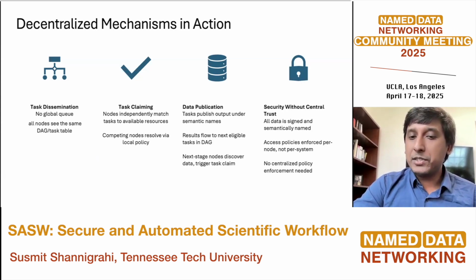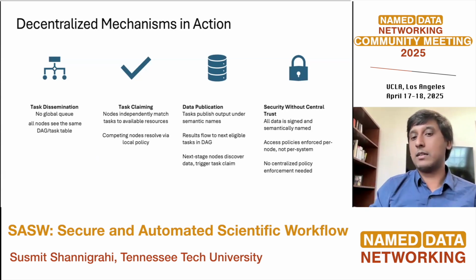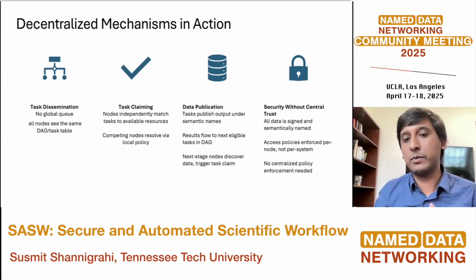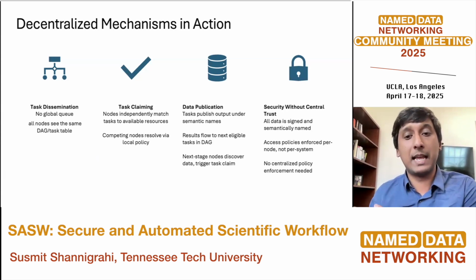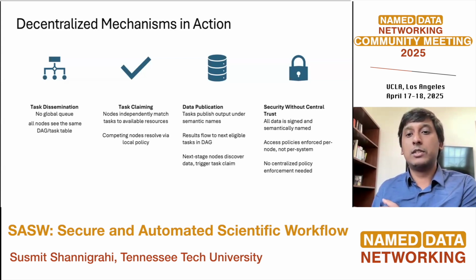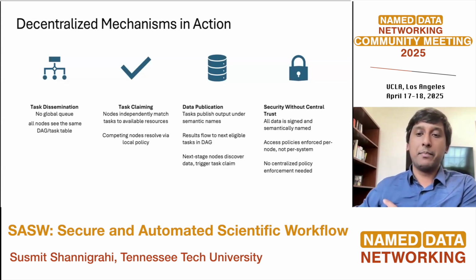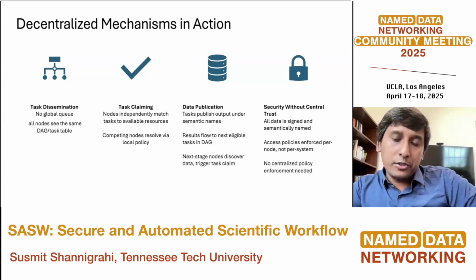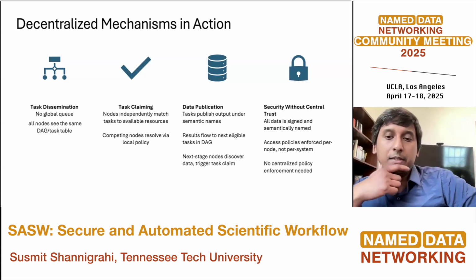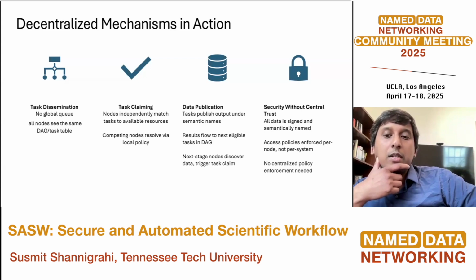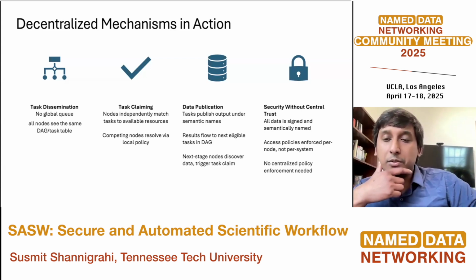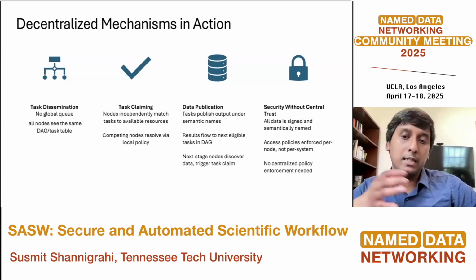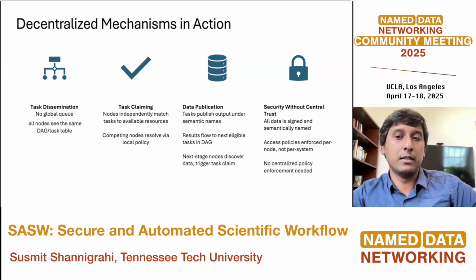Data publication: the tasks publish output under a predefined naming scheme. Each of the outputs would have semantic names, and that would trigger the next step of the workflow. And also the security is decentralized, right? There's no central controller that's controlling trust between these nodes.